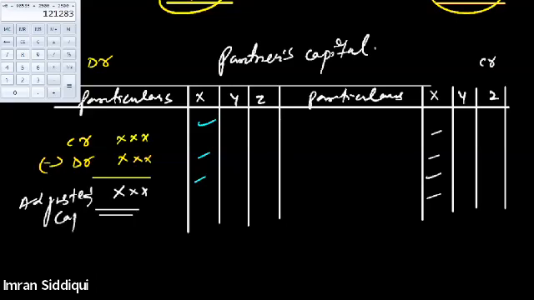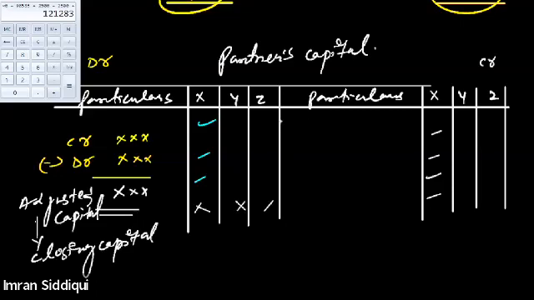Adjusted capital. If nothing is given in the question, then this adjusted capital is treated as the closing capital as well. If the question does not tell you any other thing, then most of the time, whatever balance we get, we write down as the closing balance of the partner. But this is the adjusted capital.